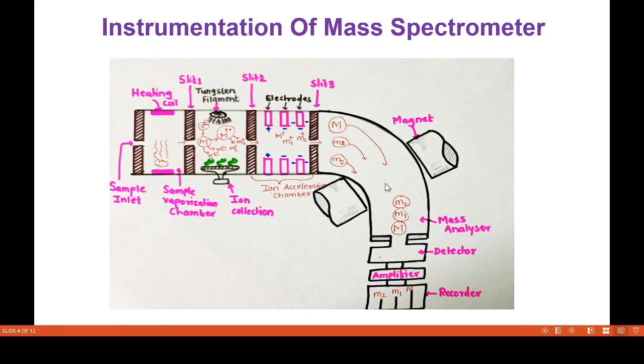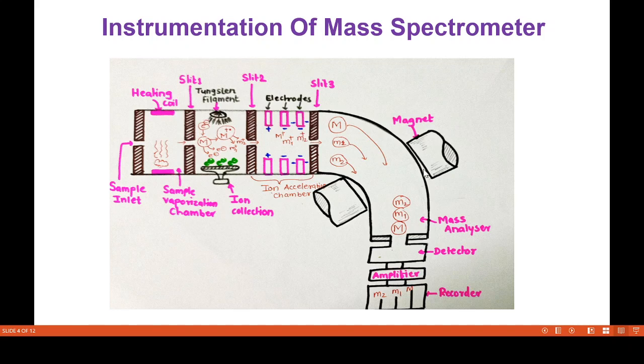The main function of this mass analyzer is to separate the ions according to their charge to mass ratio. Here this M has a higher molecular weight, a higher M by Z value, so it is detected first in the detector. Then this M1 has a moderate value, so it is detected second. And this M2 has the lowest value, so it is detected last. So the main function of this mass analyzer is to separate the ions according to their charge to mass ratio.